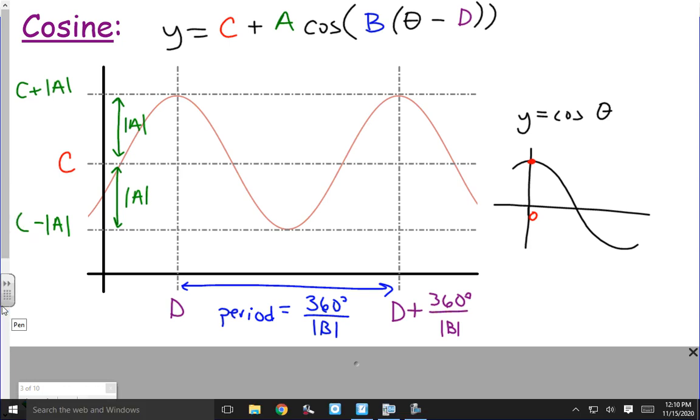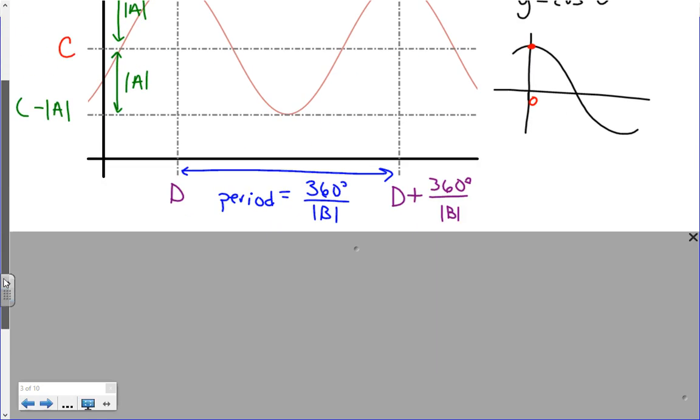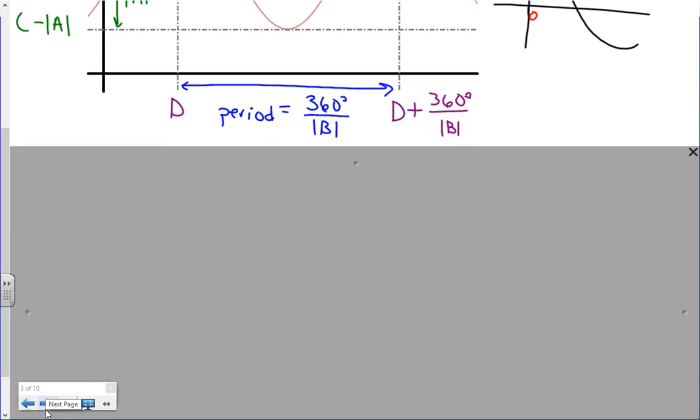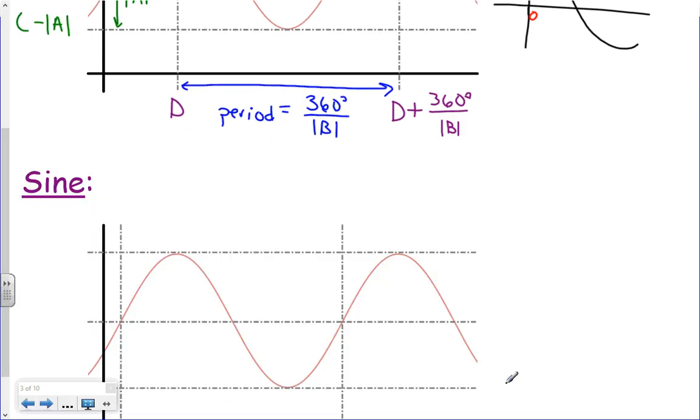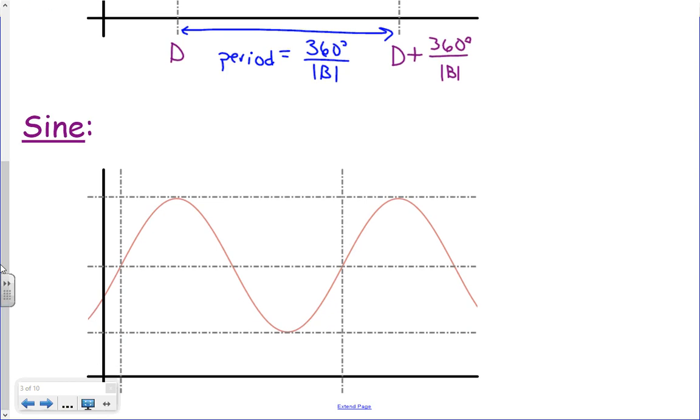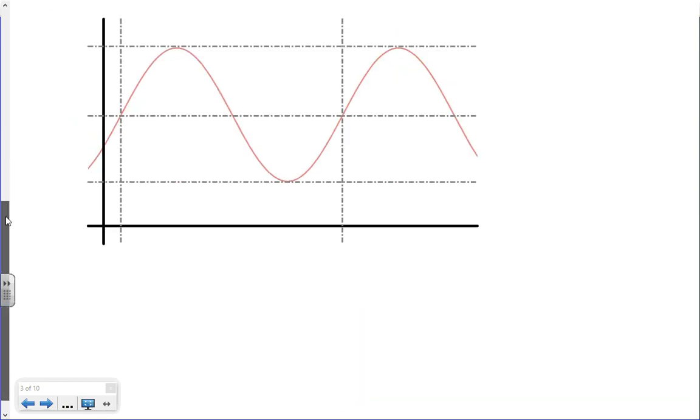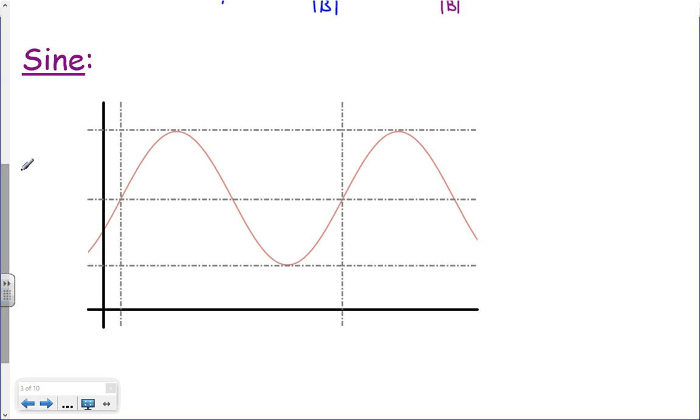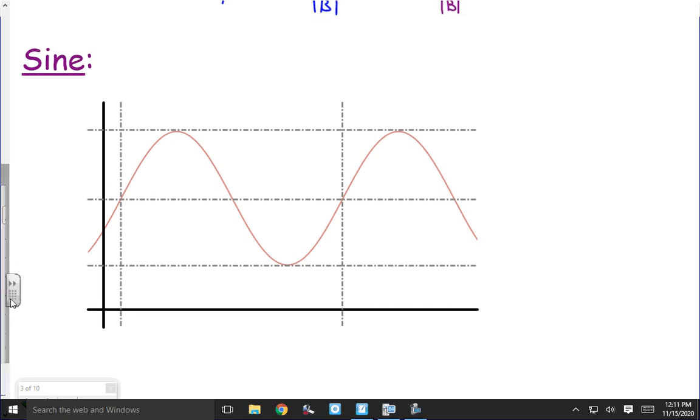All right, that right there is our cosine function. Let's compare that with our sine function. We write our sinusoid in terms of sine, what do we end up with? The good news for us is most of the things that we just wrote down apply to our sine function. But there is one key difference here for us to note.